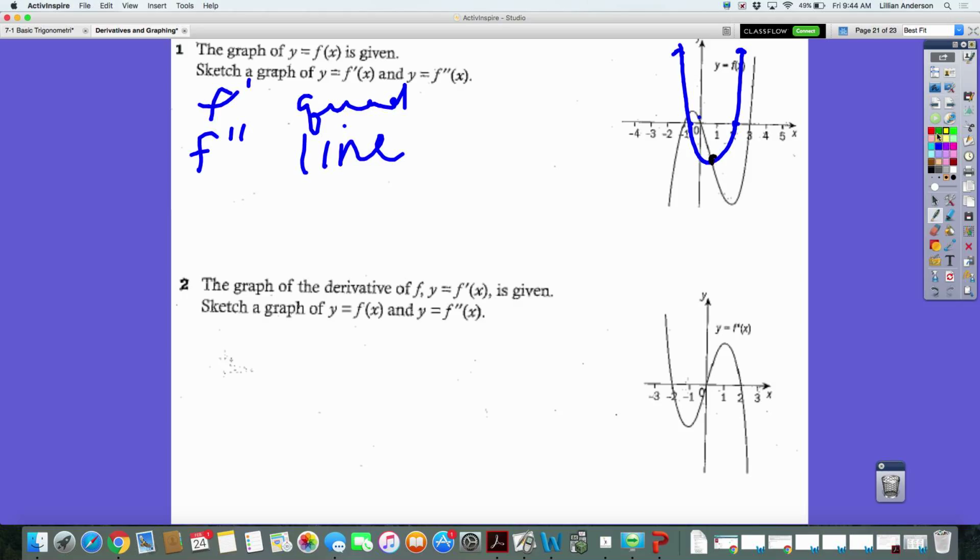Which means that if there's an inflection point and it is changing from being concave down to concave up, that means on your second derivative, where there's an inflection point, there is an x-intercept.